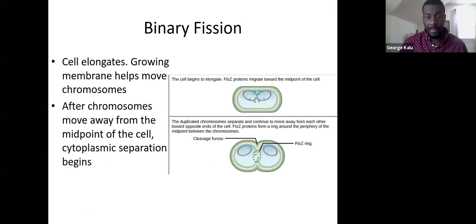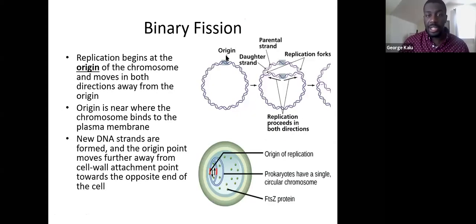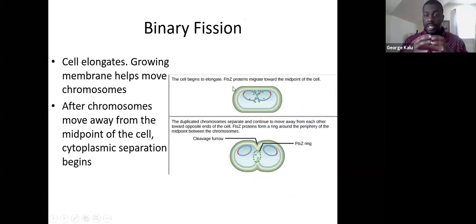Let's run through this one more time. We have our origin. Our origin is where we begin our DNA replication, and the DNA replication is going to happen in both directions away from the origin, because it's a circular chromosome. As it starts to move away, the cell is going to begin to elongate, and that's going to help move the chromosomes to opposite sides of the cell.